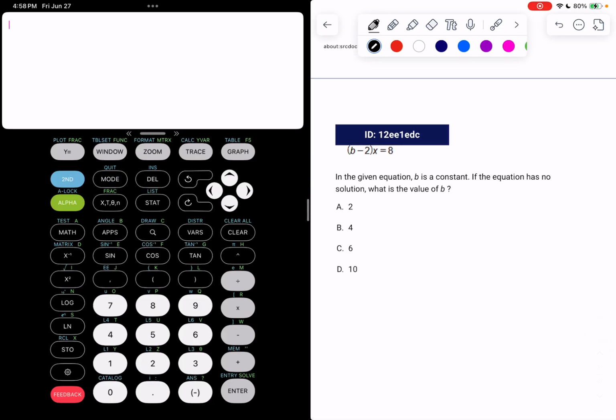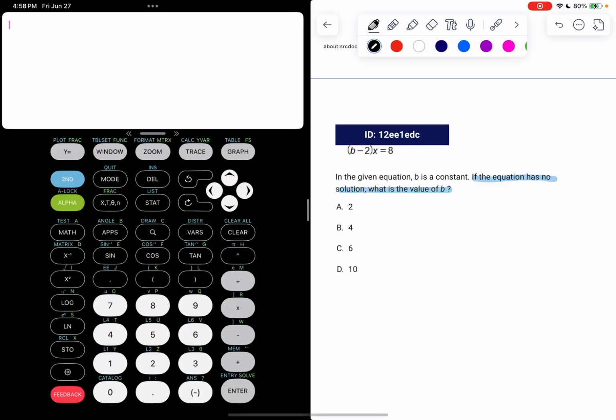b minus 2, quantity b minus 2 times x equals 8. In the given equation, b is a constant. If the equation has no solutions, what is the value of b? Okay, let's see. We want to know what b is. So let's think about this.